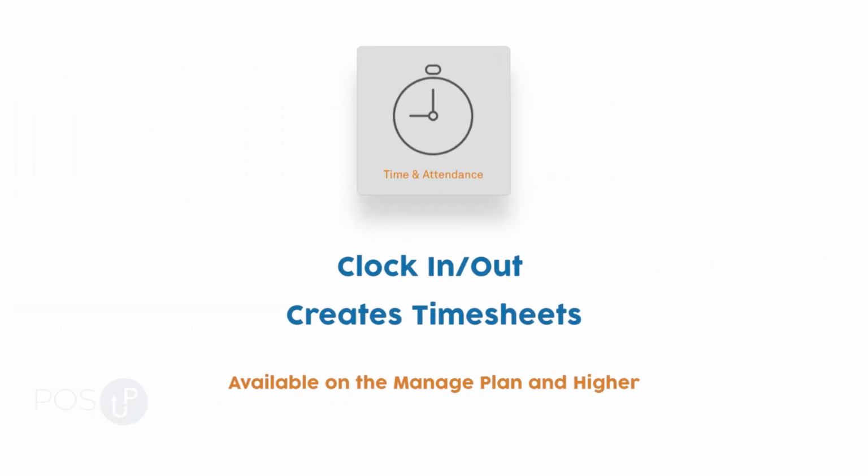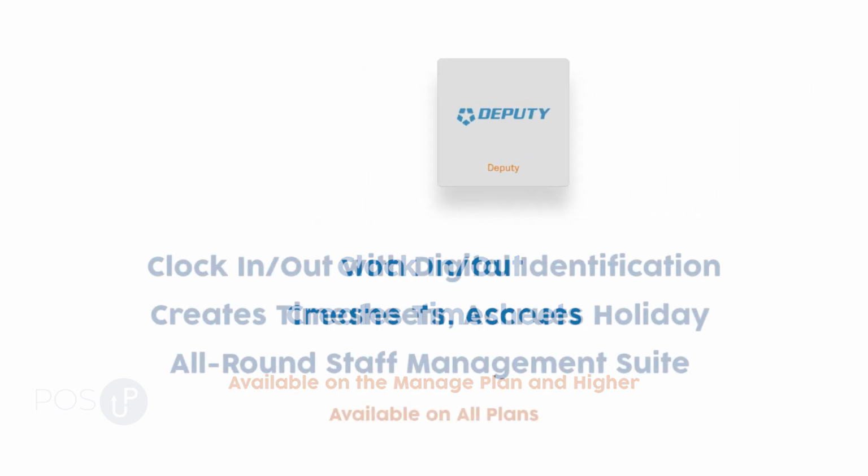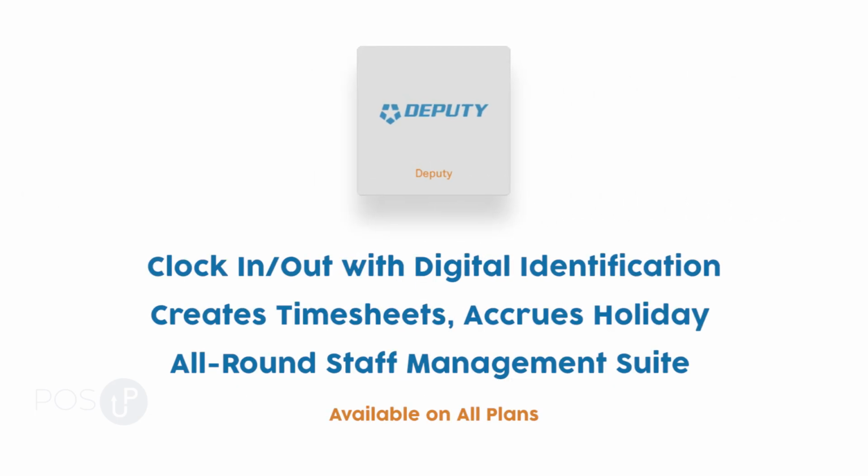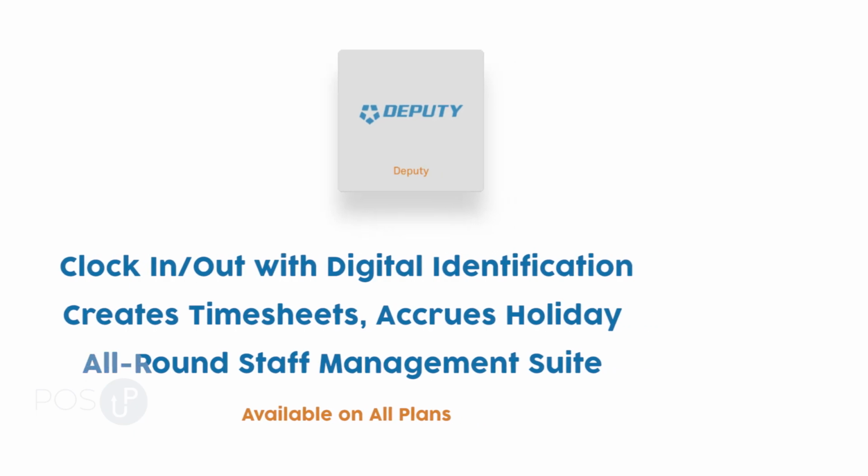Time and attendance is Kounta's inbuilt staff timesheet system, but we'd always recommend going with the system from Deputy. Their comprehensive staff management system has features such as payroll automation, digital timesheets, shift swapping, leave approval, and much more. We have a separate video on Deputy for those interested in learning more.